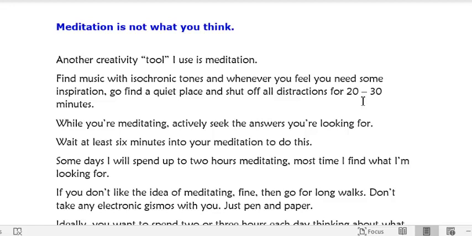Now, wait at least 6 minutes. I know it's hard to tell the time, but give yourself time to really get into this relaxation, and then your mind will begin to expand. Then you can start asking questions. Some days I will spend 2 hours meditating. Most of the time I'll find what I'm looking for.